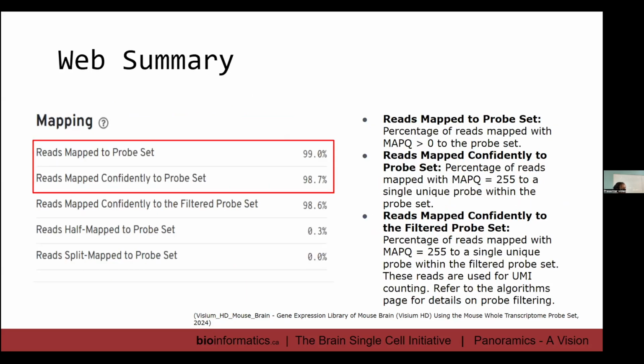Another thing we look at are the reads mapped to the probe set, as well as the reads mapped confidently to the probe set. The reads mapped to the probe set are the percentage of reads mapped with a MapQ greater than 0. And the confidently mapped to the probe set are MapQ equal to 255, which just means that it's bound to a single unique probe set. Ideally, over 80% would be okay. If we see slightly lower, it could be indicative that something happened with heated washes, or it could also be sample related. So it's something that we just look for.